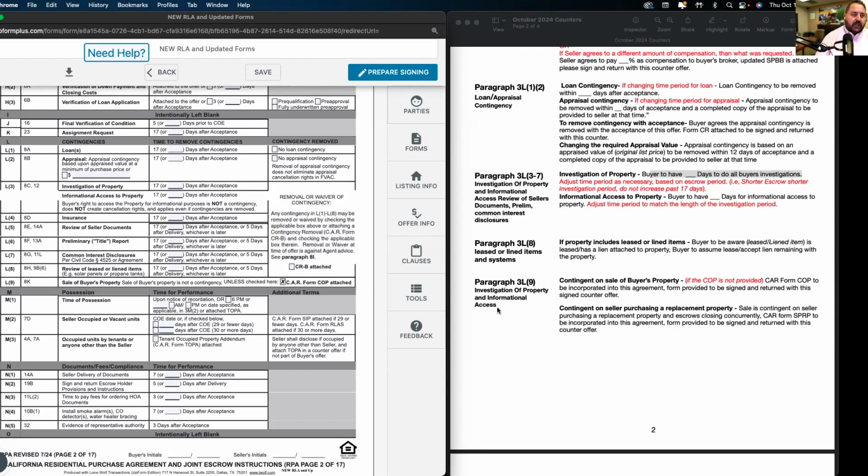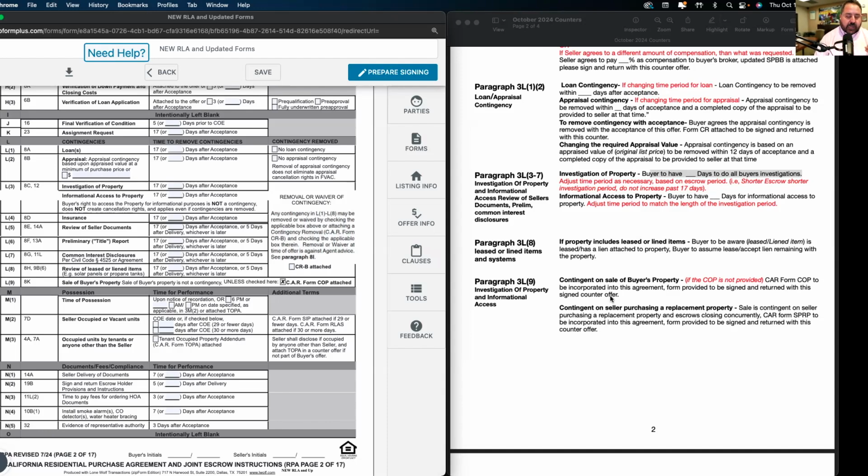So if they didn't provide the COP, we're going to put: CAR form COP to be incorporated into this agreement, form provided to be signed and returned with the signed counteroffer. That's all I'm going to do. Now I'm going to make a COP that makes sense to me and send it to them. I don't know their terms, so I'm just going to send it by the default terms and say, here's everything, and you're going to sign this.